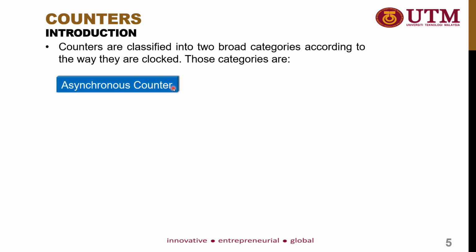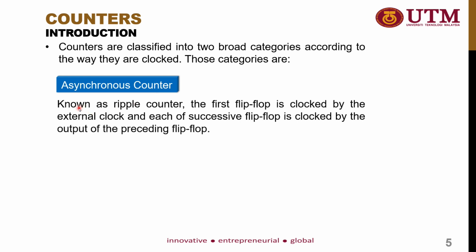So counters can be categorized as two different types based on the way they are clocked. The first one is the asynchronous counter. So what is actually an asynchronous counter? An asynchronous counter is also known as a ripple counter, and the first flip-flop is clocked by the external clock, and each of the successive flip-flops is clocked by the output of the preceding flip-flop.